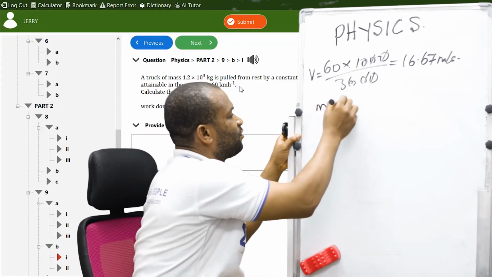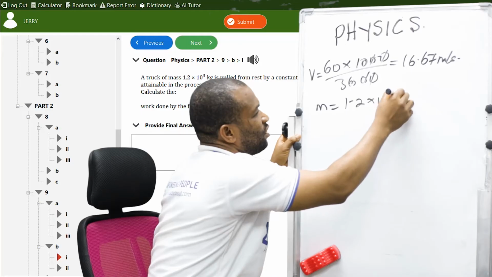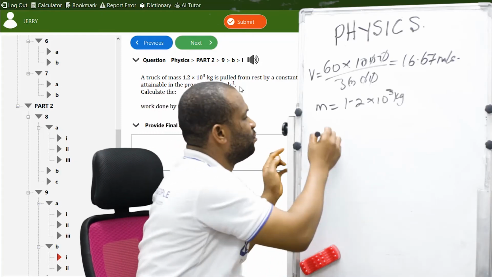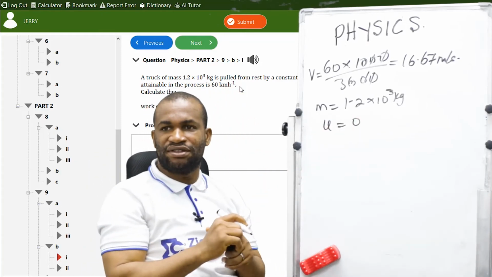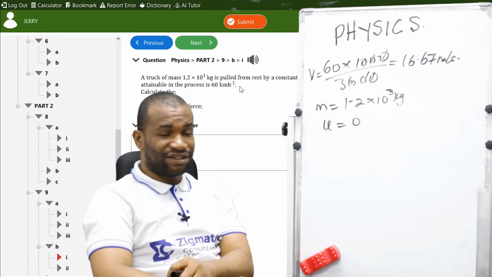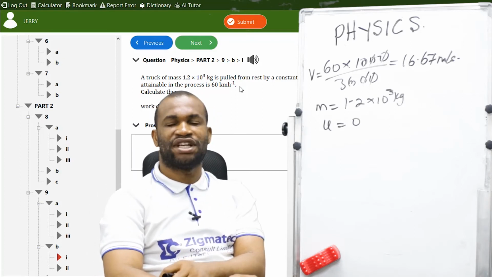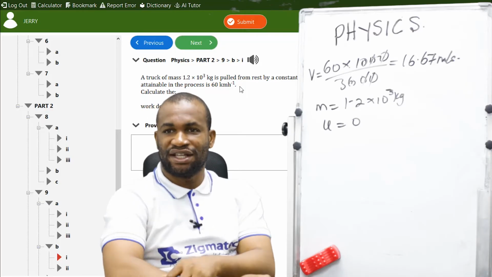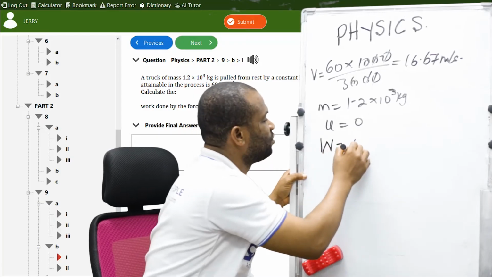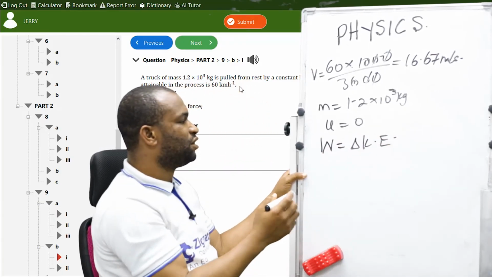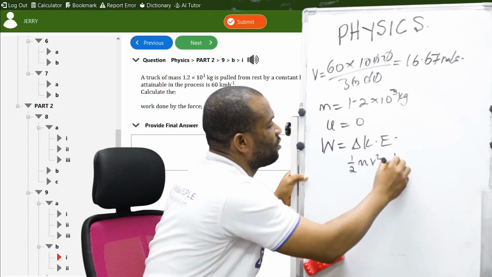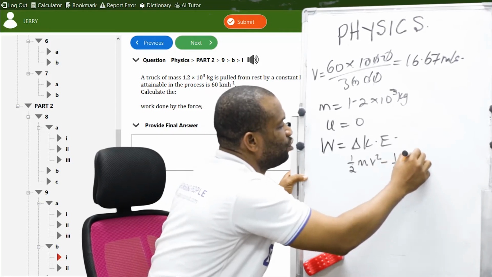And the mass is 1.2 times 10 raised to the power 3 kg, pulled from rest. Rest means u is 0, initial velocity is 0, and a force. All right, there are two formulas for work. Work can be force times distance. Work can also be change in kinetic energy. I think the right thing to use here is change in kinetic energy. So work is equal to change in kinetic energy. That means half mv squared minus half mu squared.